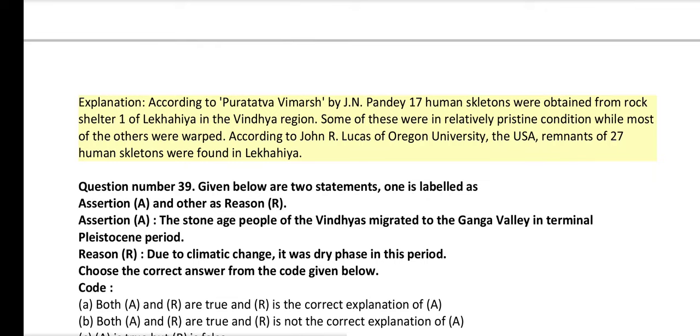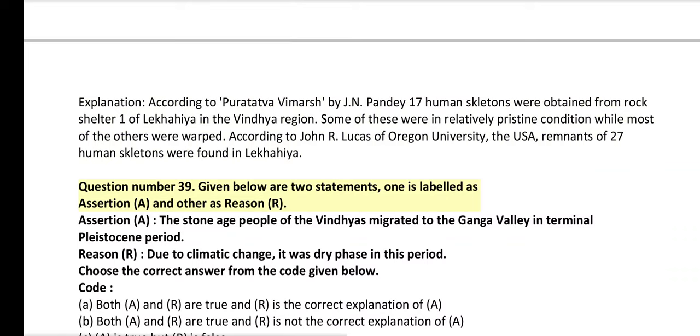Explanation. According to Puratattva Vimarsh by J.N. Pandey, 17 human skeletons were obtained from rock shelter 1 of Lekhahia in the Vindhya region. Some of these were in relatively pristine condition while most of the others were warped. According to John R. Lukacs of Oregon University, the USA, remnants of 27 human skeletons were found in Lekhahia.